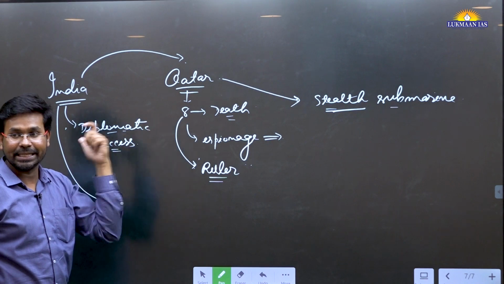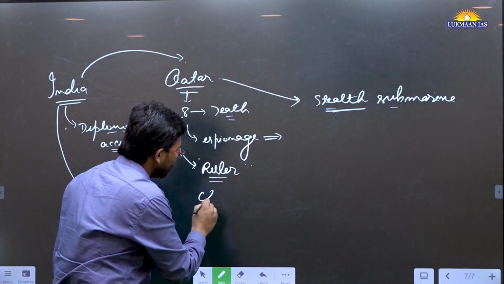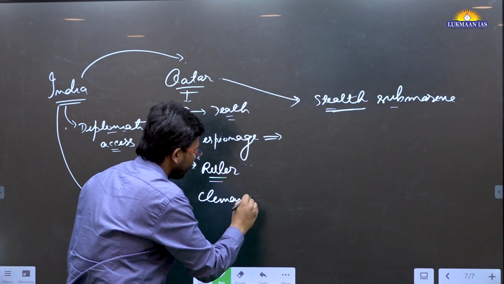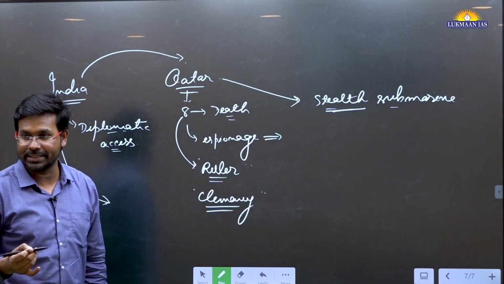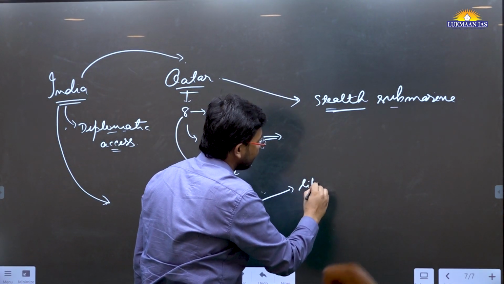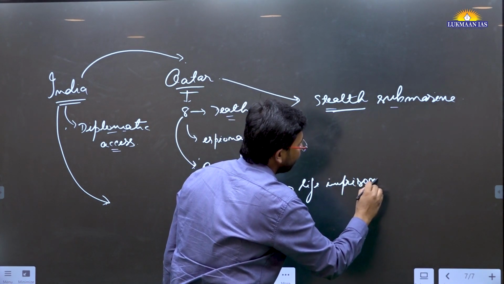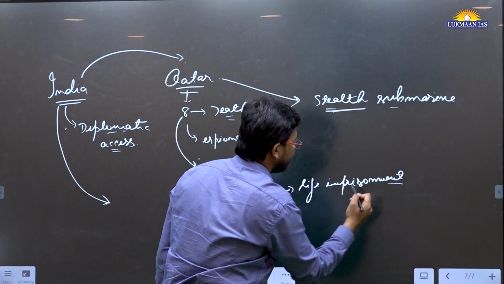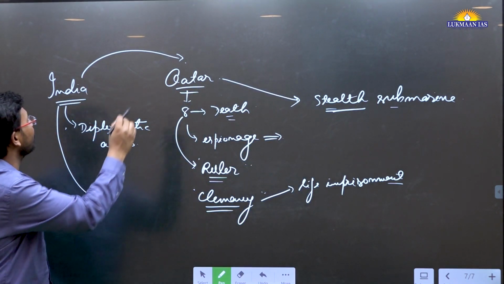But the thing is, death sentence, maybe there is a term which is in news. This is known as clemency. What? Clemency. It means showing some kind of leniency. This death sentence can be converted to life imprisonment, right? If it is converted to life imprisonment, these people can be brought back from Qatar to India.